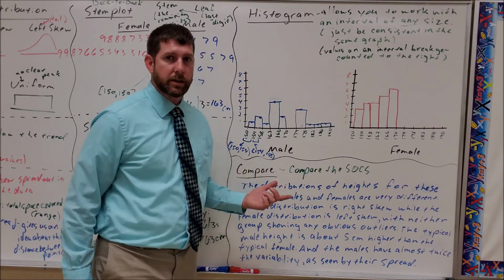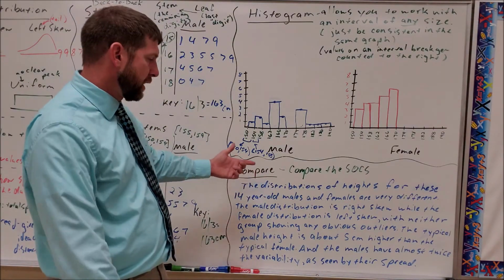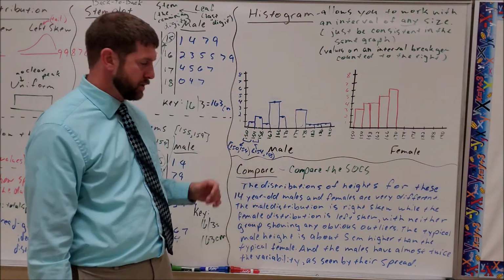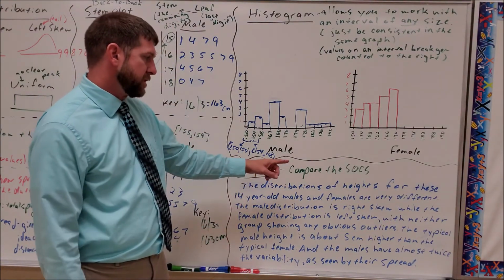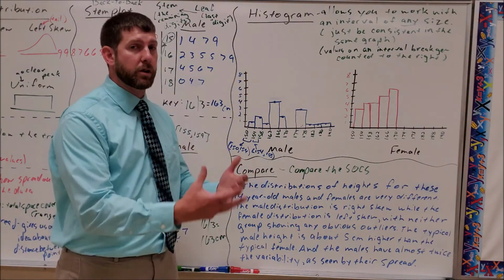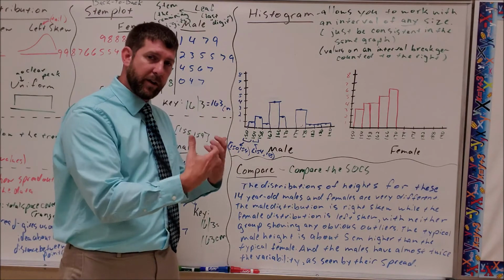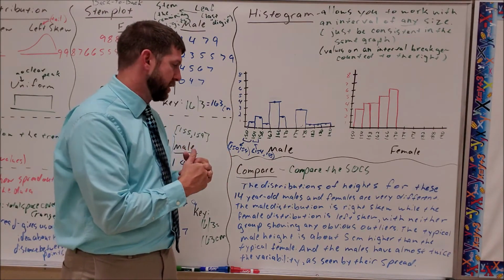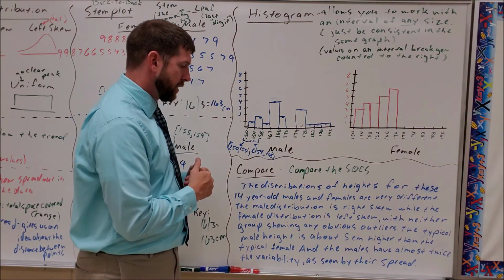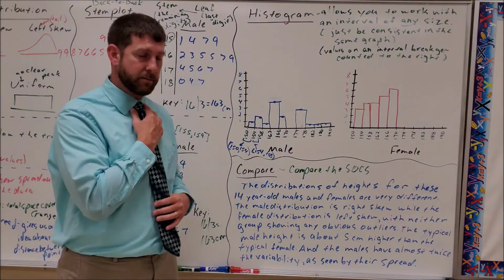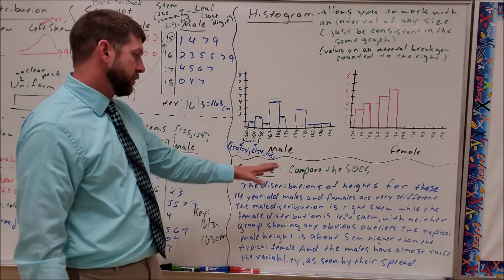As we look at this, we can see that when I compared the groups, I used a lot of comparative language. Let me read it to you. The distributions of heights for these 14-year-old males and females are very different. So I've started off with comparison. I've identified what distributions we're looking at, male and female heights for 14-year-olds. And I'm saying they're very different. I'm not going to show a lot of similarity between them.